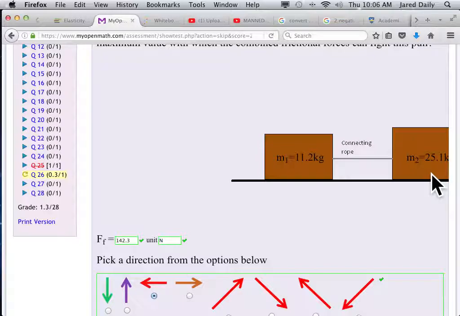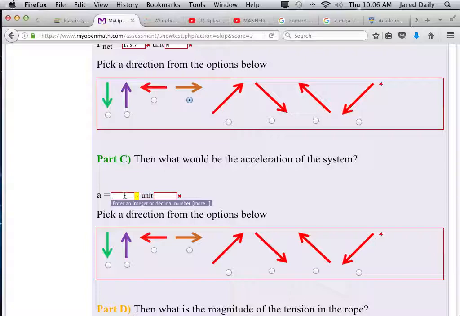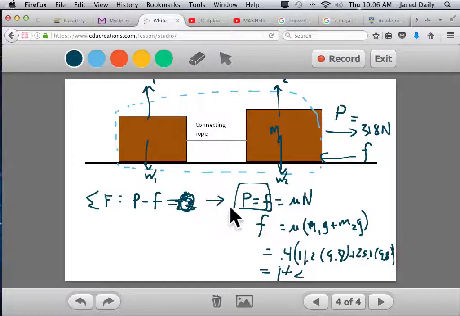11.2 plus 25.1, and then that gives us 4.84, I think, my number for the acceleration, in meters per second squared. Yep, we can write it out. Okay, so this was our net force, right? That's how we calculated the net force.